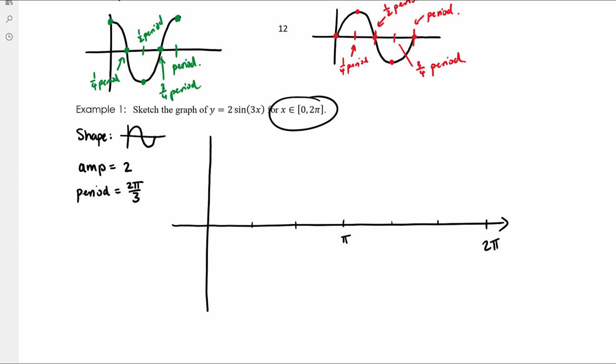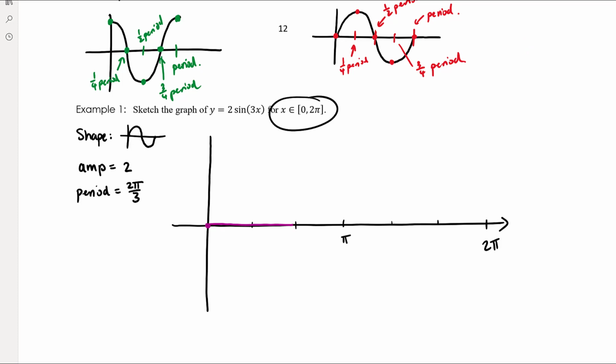Each of those ticks represents pi on 3. I'm not going to label them all yet, you'll have labels everywhere if you label everything from the beginning. So my period is 2 pi on 3. So I'm going to see one complete period from 0 to 2/3 of pi, which is that. As I've talked about up here at the top, we want to divide that period into 4 equal sections.